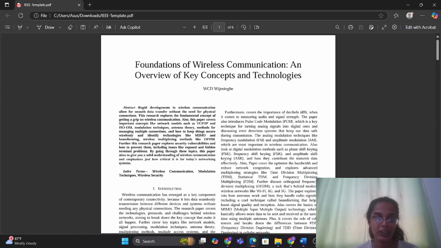Today I will be presenting the key aspects of the foundation of wireless communication, an overview of the key concepts and technologies. This research paper covered what wireless communication is, network models and fundamental wireless transmissions, antenna theory, wireless standards and security, and finally we talk about the future trends of wireless communication. Based on this research paper, I prepared this presentation.